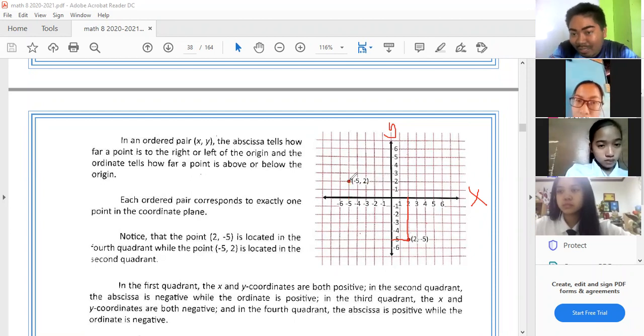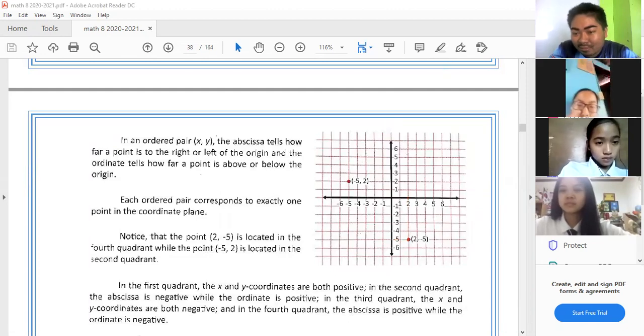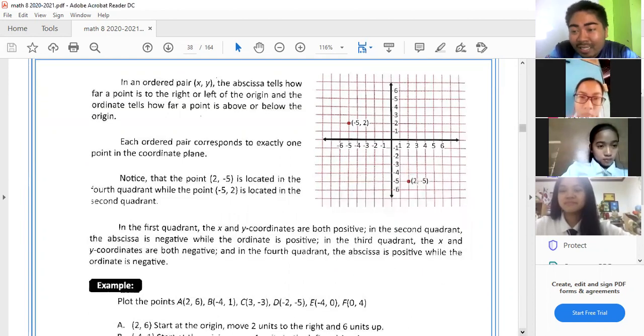Madali lang 'to. Promise. Naintindihan pa ba? Nakakasunod pa ba? Yes. Ayan. So, in the first quadrant, the x and y coordinates are both positive. Ayun, sinabi ko na kanina 'to.